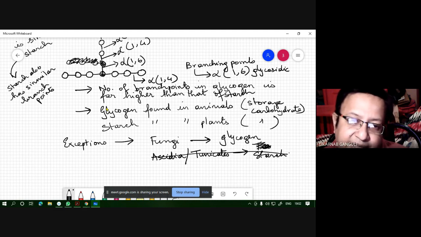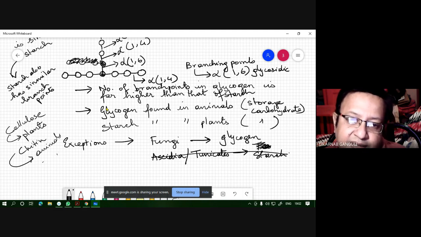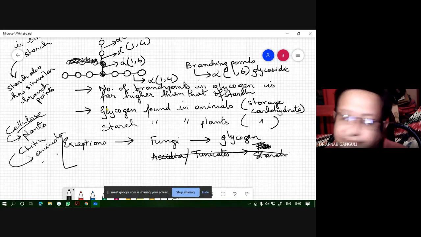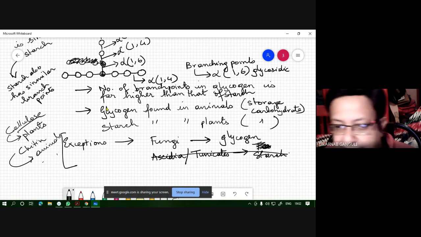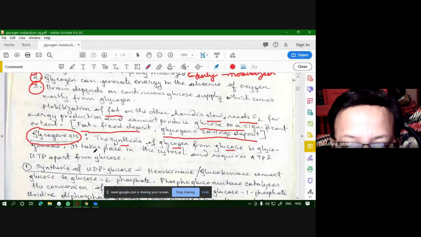Similarly, you can find cellulose in plants and chitin in animals. The same exception applies: fungi are chitinous, and tunicates have cellulose. Next, we go to the next part.